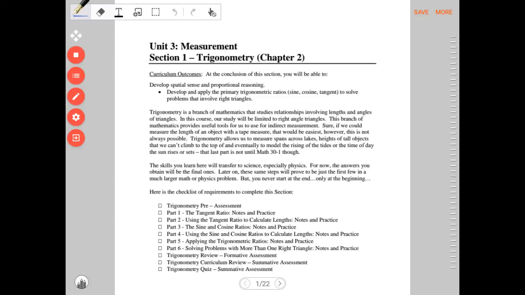Trigonometry allows us to measure spans across lakes, heights of tall objects that we can't climb to the top of, and eventually even to model the rising of the tides or the time of day the sun rises or sets. That last part isn't until Math 30-1 though, so we have some time. The skills you learn here will transfer to science, especially physics. For now, the answers you obtain will be the final ones. Later on, these same steps will prove to be just the first few in a much larger math or physics problem. But you never start at the end, only at the beginning.